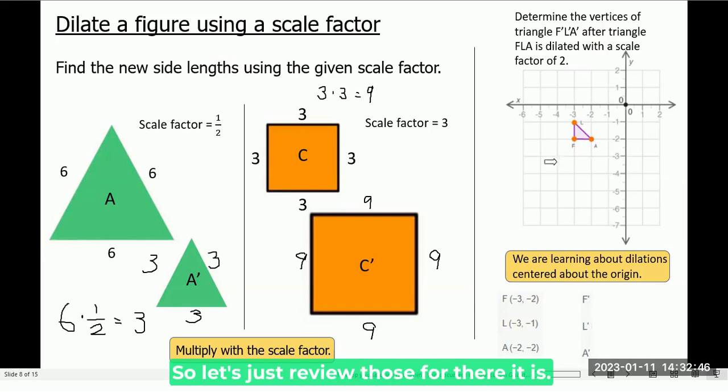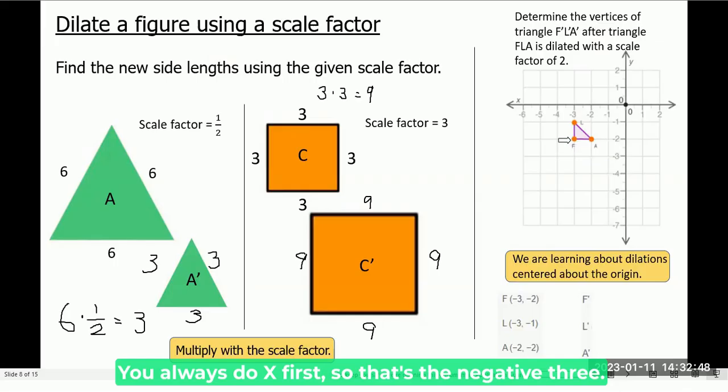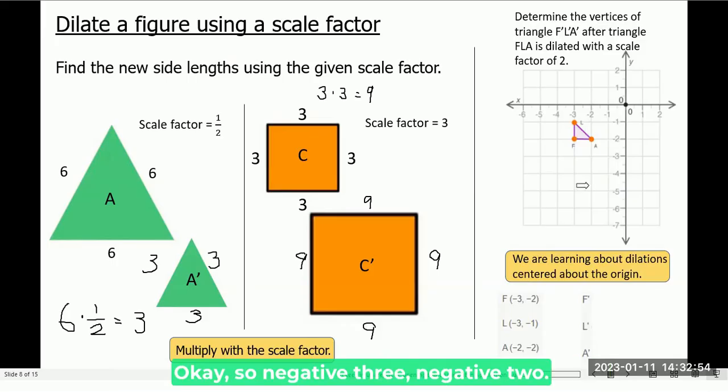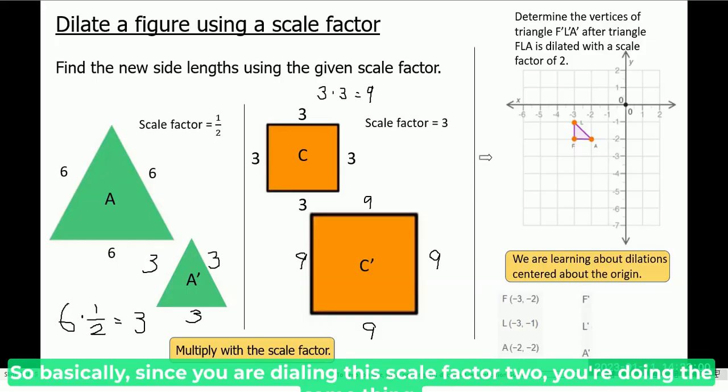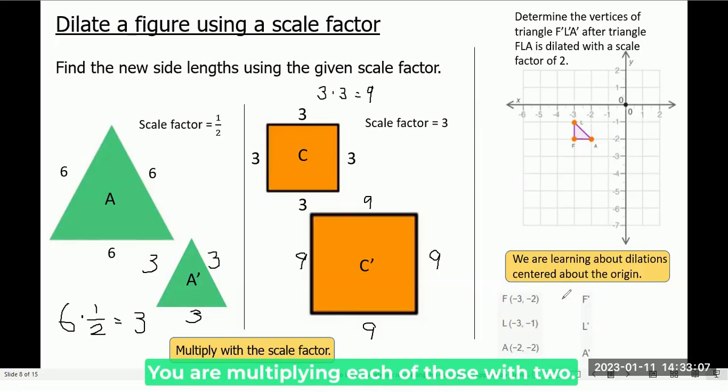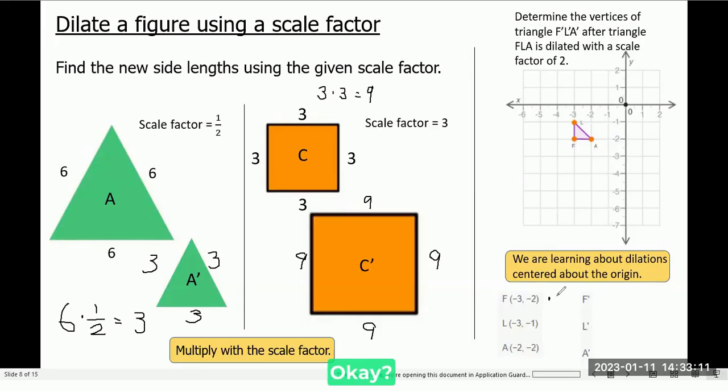So for F, there it is. You always do X first. That's the -3. And then you do the Y second. That's -2. So -3, -2. And then same thing with L and A. Since you are dilating with scale factor 2, you're doing the same thing. You are multiplying each of those with 2.